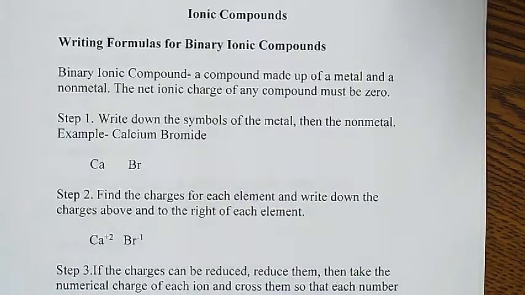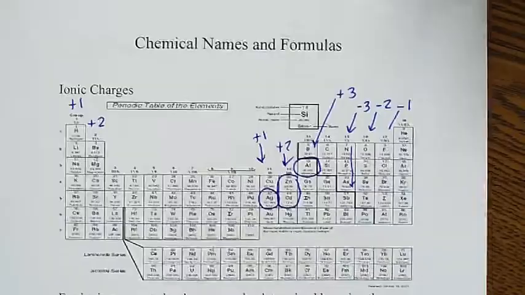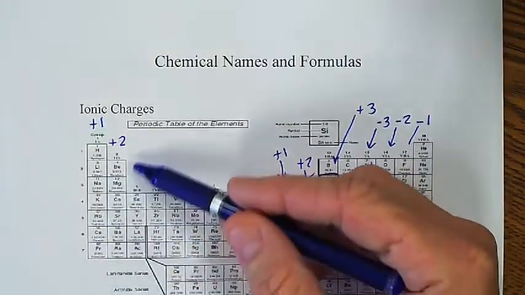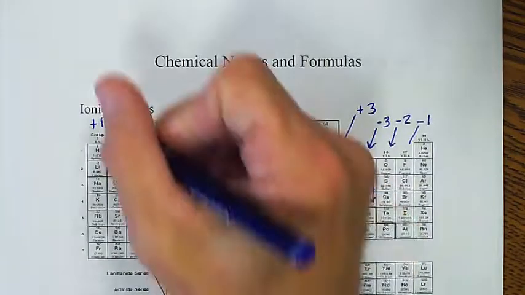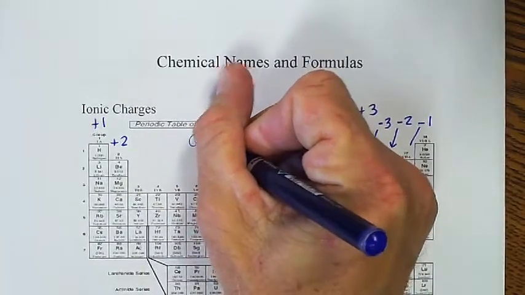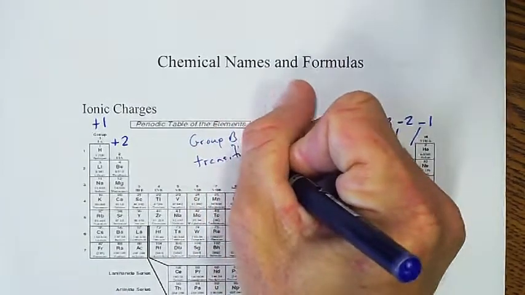Okay, today I'm going to show you how to name and write formulas for binary ionic compounds. We're going to first deal with metals that we know the charge of, which are called group A metals. Group A are actually the first 2 columns and then the last 6. These are called group B here. They're also called the transition metals.